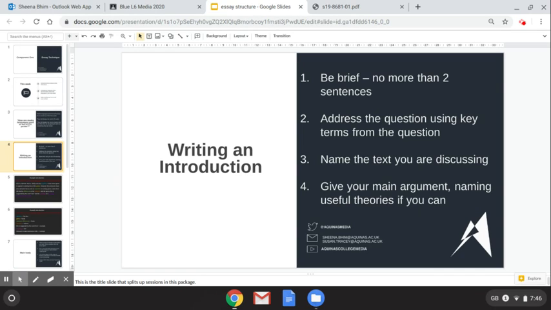And in those 2 sentences, you have to do the following. You have to address the question using key terms from the question, name the text that you're discussing, and give your main argument, naming useful theories and giving useful terms if you can. So I'm going to show you on the next slide a 2-sentence introduction, and I've colour-coded and highlighted the key words. Then I'm going to take you through exactly what I've done in this introduction, and I'm going to show you why it's a grade A introduction.